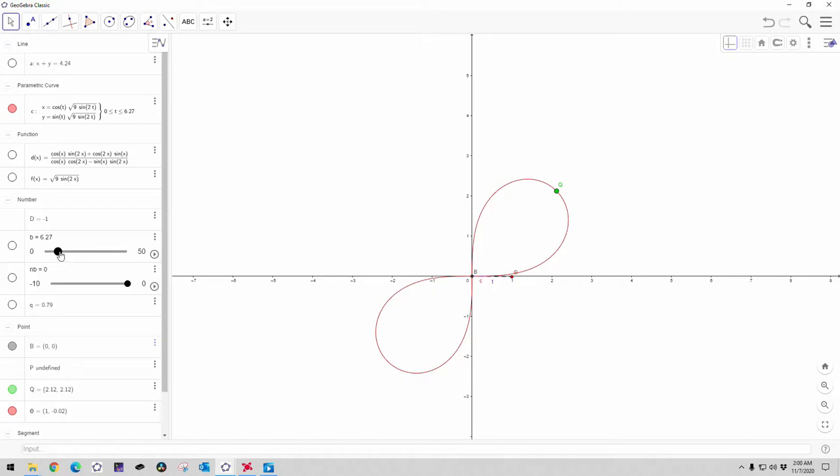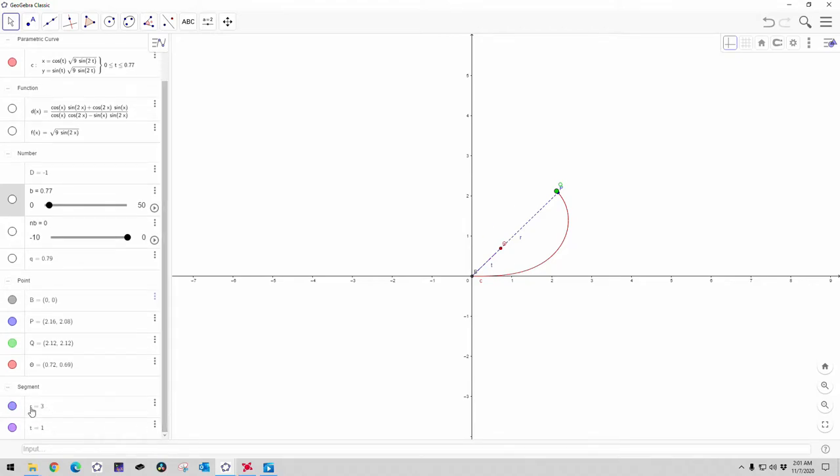And then if I do the same thing right here, let's see, it's 0.79. Pretty close, right? You can see the length of the segment is 3, right? 3 is the length of that piece over there. And the same thing goes on the other side. The length is 3.